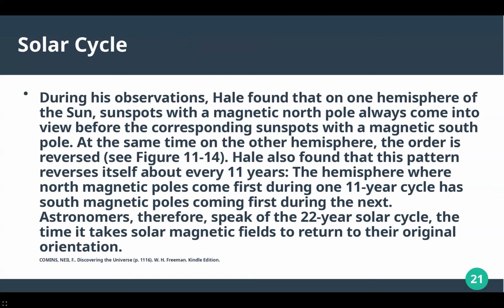During his observations, Hale found that on one hemisphere of the sun, sunspots with a magnetic North Pole always come into view before the corresponding sunspots with a magnetic South Pole. At the same time, on the other hemisphere, the order is reversed. Hale also found that this pattern reverses itself about every 11 years. The hemisphere where north magnetic poles come first during one 11-year cycle has south magnetic poles coming first during the next. Astronomers therefore speak of the 22-year solar cycle, or 11 times 2 years, the time it takes for solar magnetic fields to return to their original orientation.